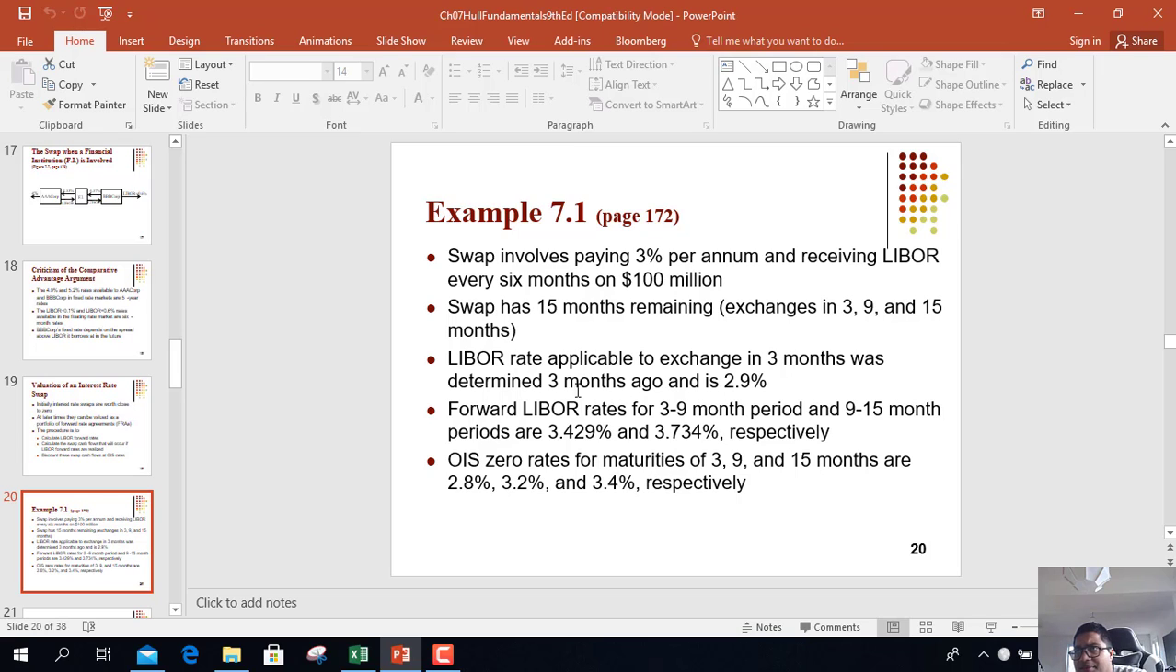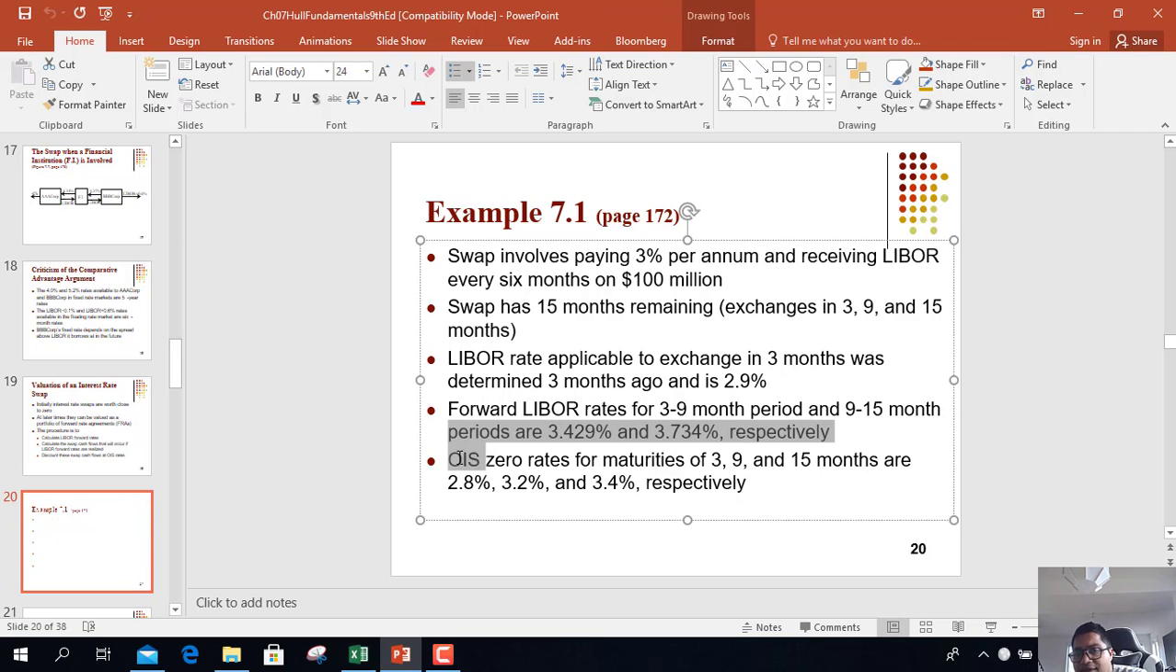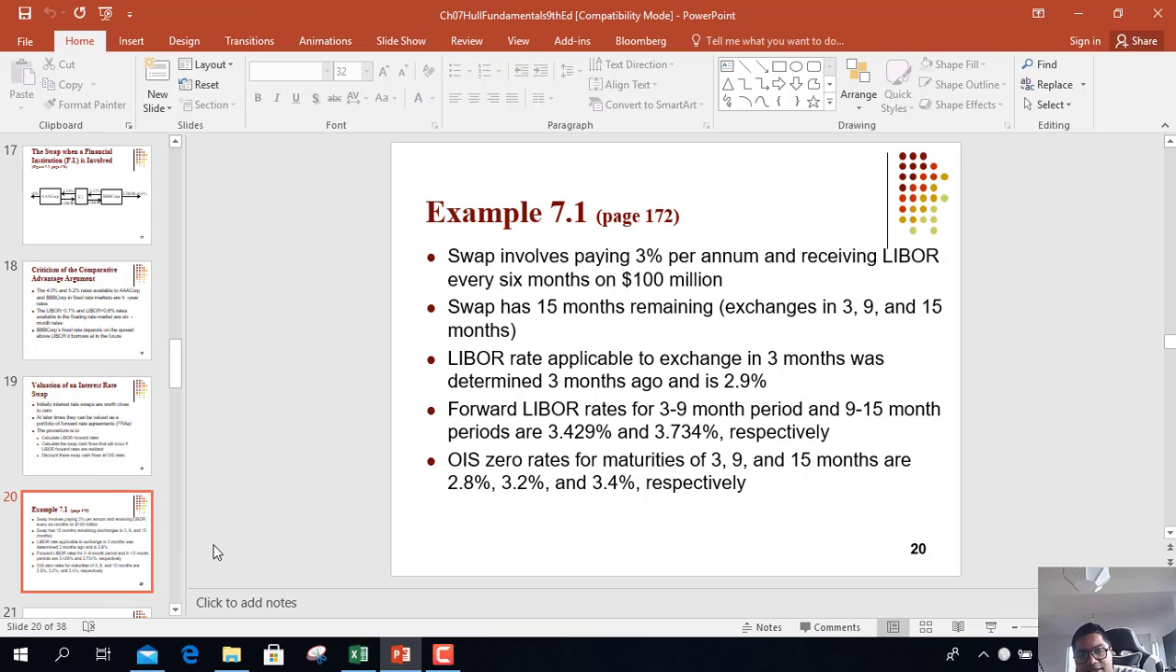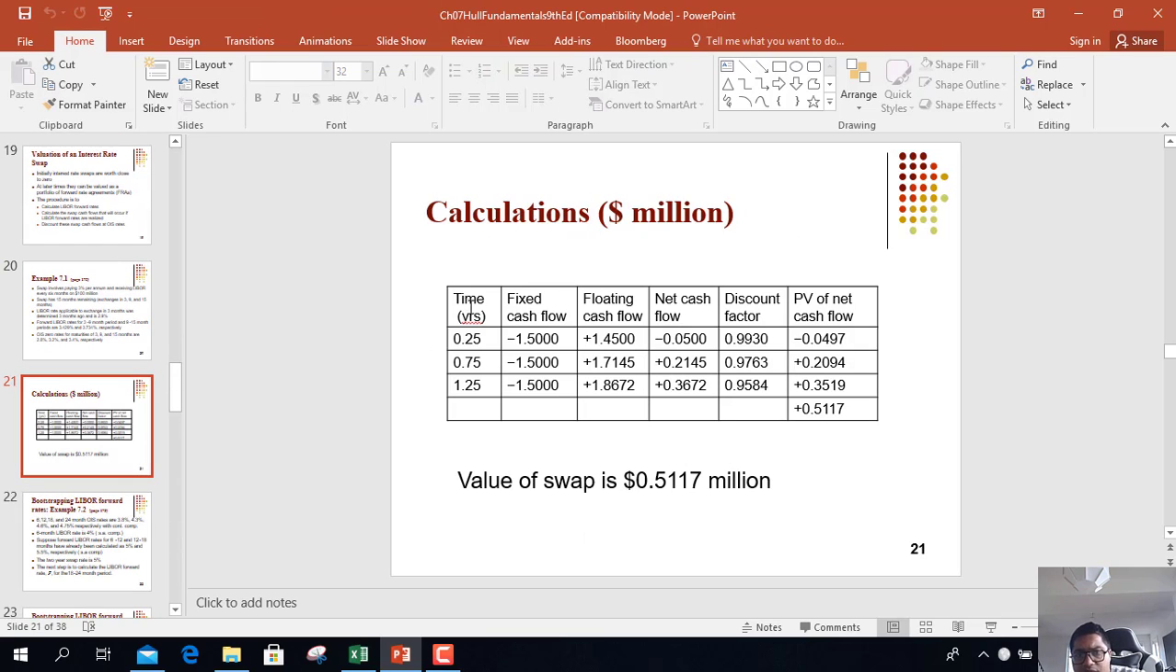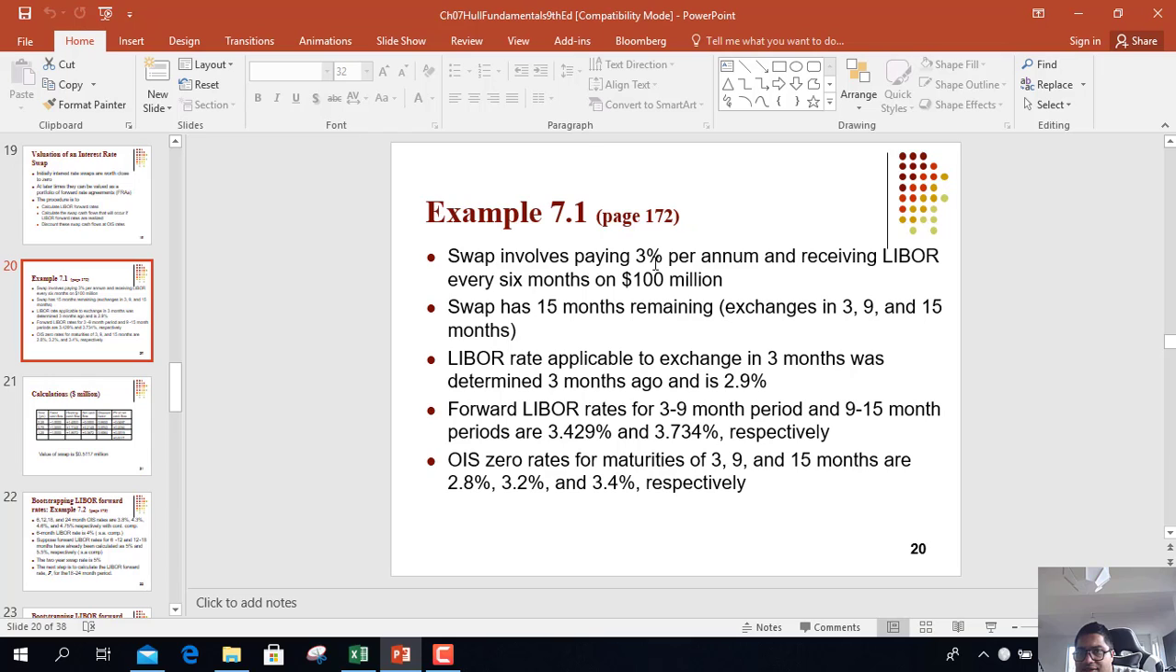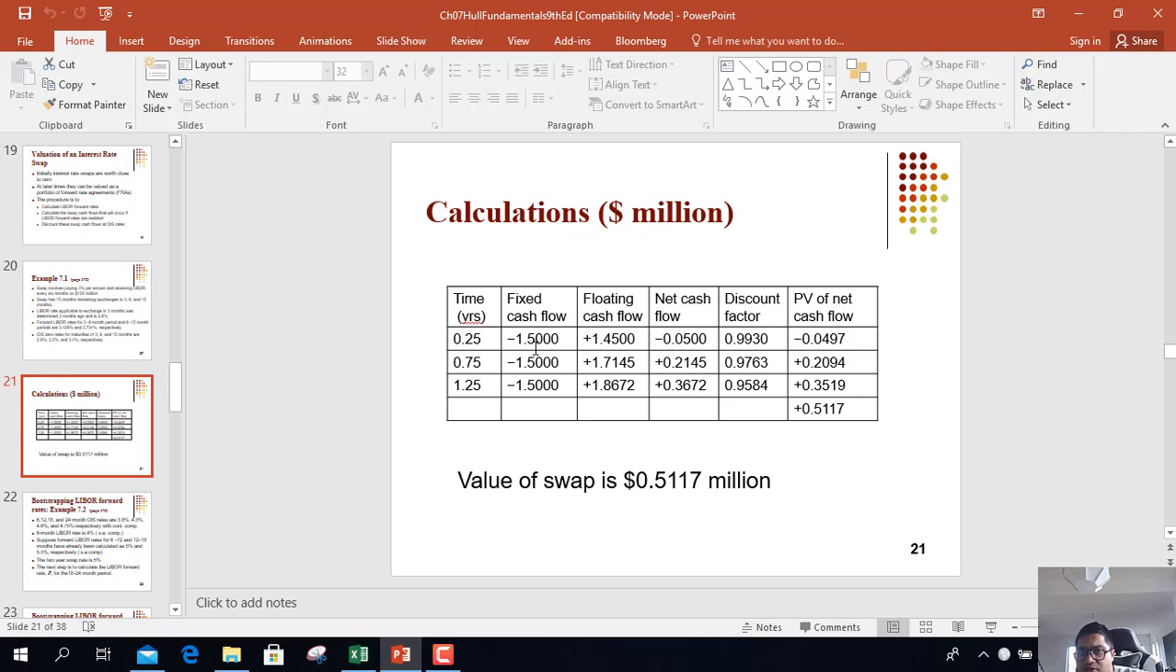So swap rates are nothing but LIBOR rates. LIBOR is a floating rate, right? And the risk-free rate is nothing but the OIS rate. So how to do that? First of all, 0.25, 0.75 and 1.25, this is the time period. Now the fixed cash flow is the fixed rate 3% per annum divided by 2 because it is semi-annual, right? And on 100 million principal, it is 1.5, 1.5, 1.5.